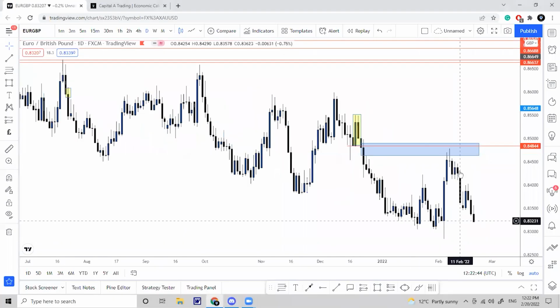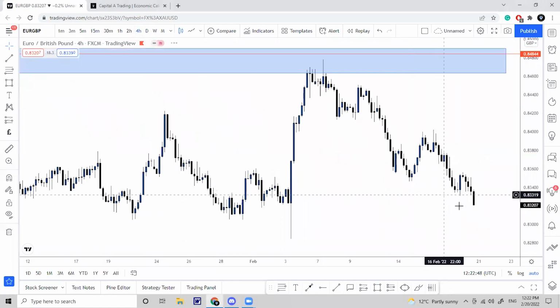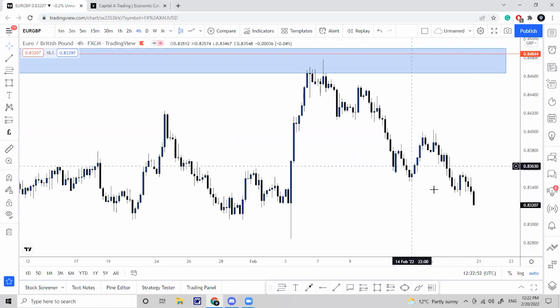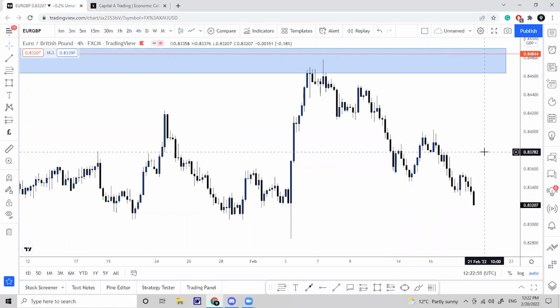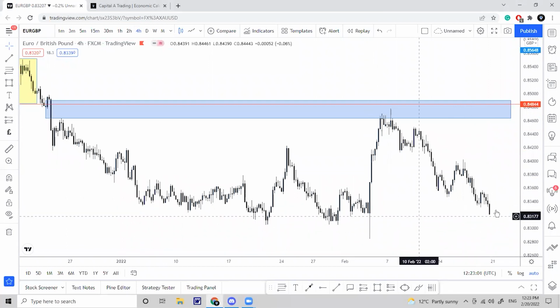Back to the euro pound. It's been continuously moving to the downside. I'm just going to monitor this area here around the 83,800 to the 84 mark. If I see price come back up towards there, start to struggle, I do believe it's going to wipe out this area. I know people have been mentioning this level here. I don't think price is going to hold up.